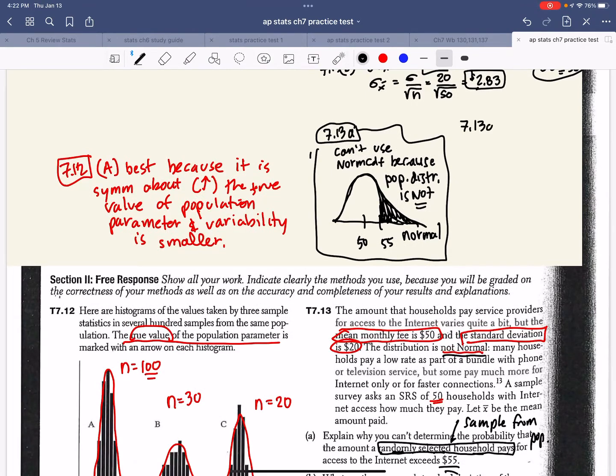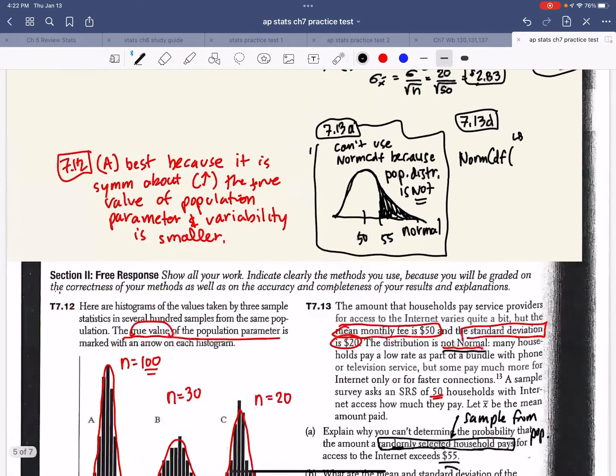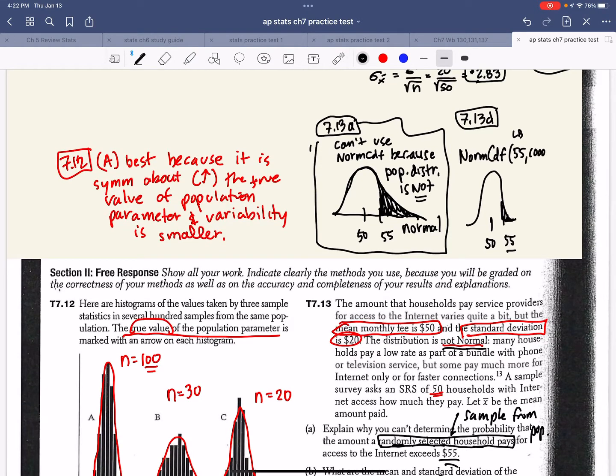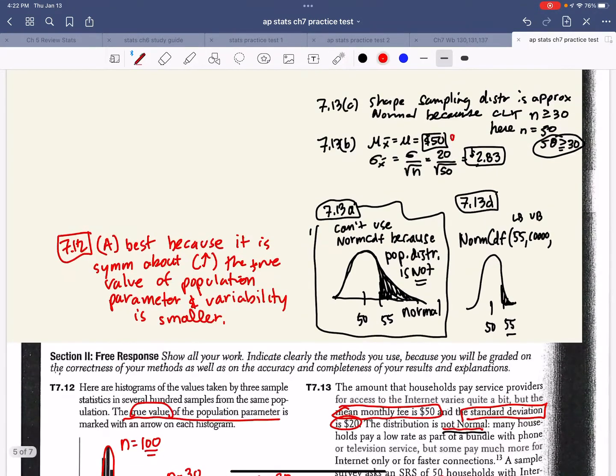So 7.13D, we can say that it would be norm CDF, lower bound. Our sampling distribution would be centered at 50, and because we have a sample size greater than 30, that would be normal. So our lower bound is 55. Our upper bound is a really big number. Our mean we know from right here is 50. And our standard deviation we know because we calculated it, 2.83.